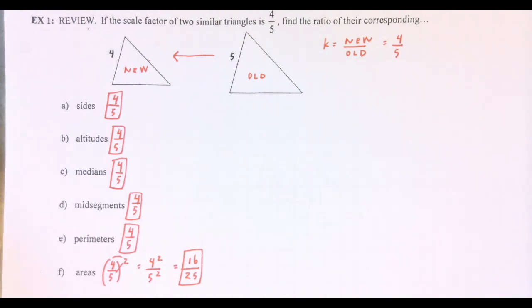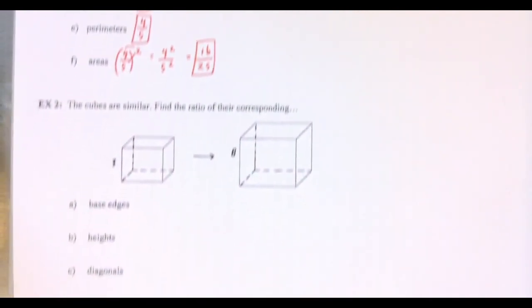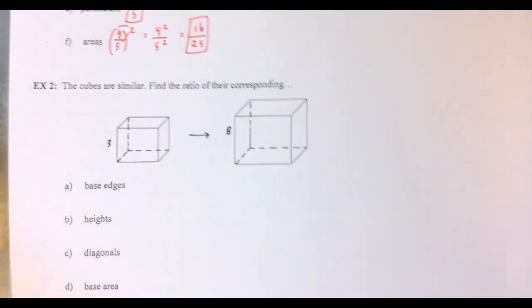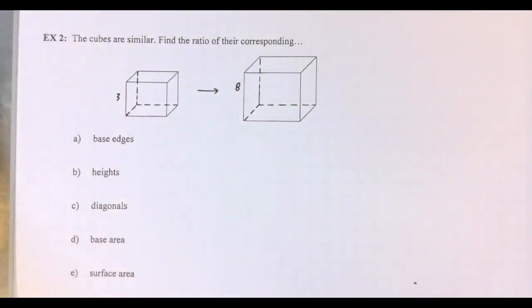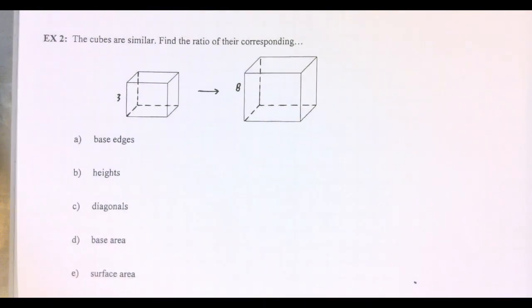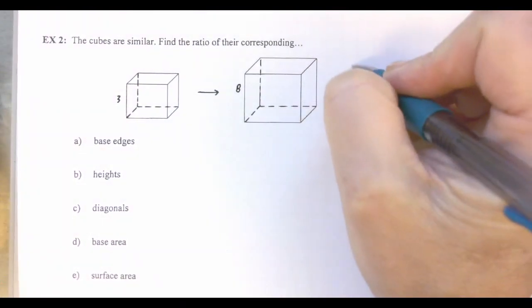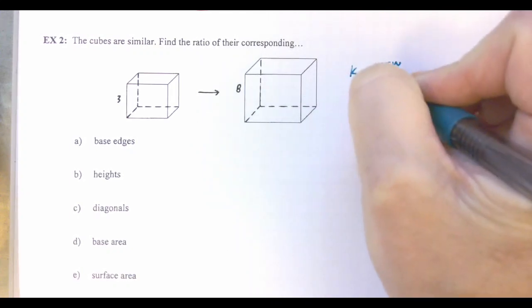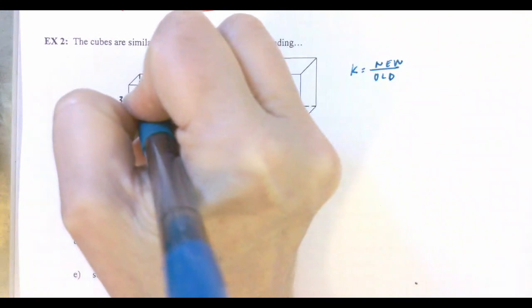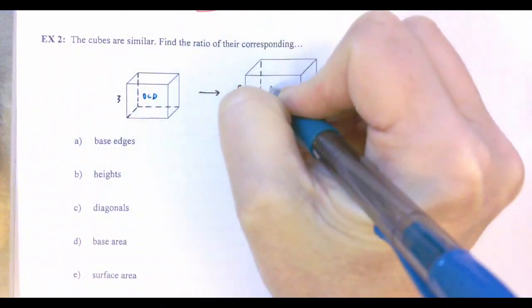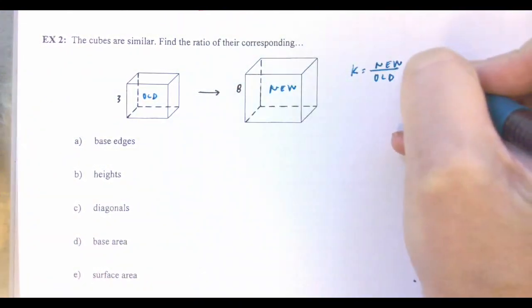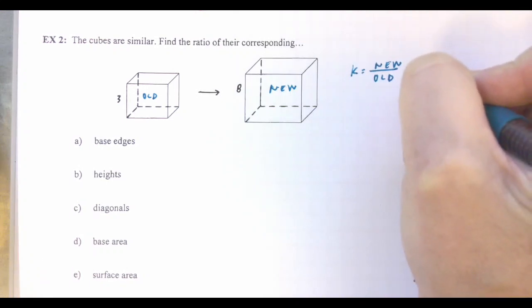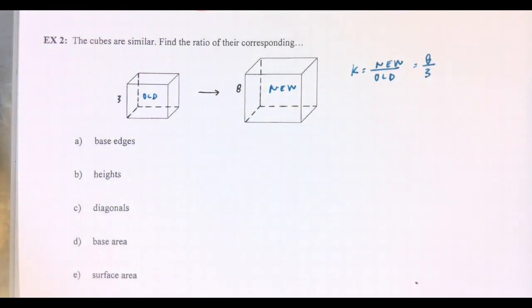Now we're going to extend it to 3D. In my next diagram right here, I have two cubes that are similar. If I look at the sides that are marked and think, what's my scale factor here? Again, ratio of new to old. Here's my old to new. That would be an 8 to 3 ratio. So that's my scale factor.